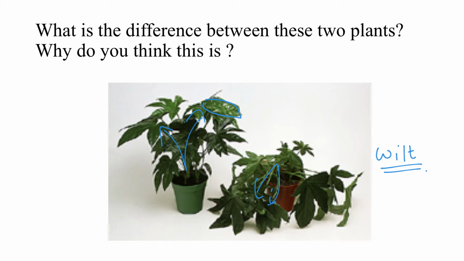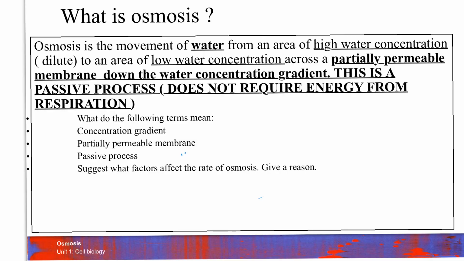In this session, we're going to be talking about what osmosis is. Osmosis is the movement of water from an area of high water concentration. And another term for high water concentration is a dilute solution. So you could either say osmosis is the movement of water from an area of high water concentration, or you could say osmosis is the movement of water from a dilute solution, okay, to an area of low water concentration, or a more concentrated solution, across a partially permeable membrane, down the water concentration gradient. This is a passive process. It does not require energy from respiration.